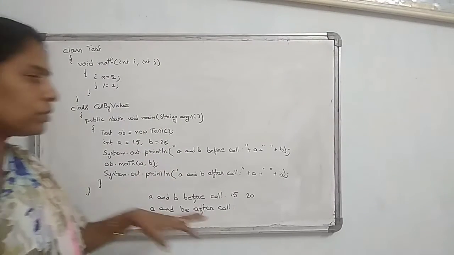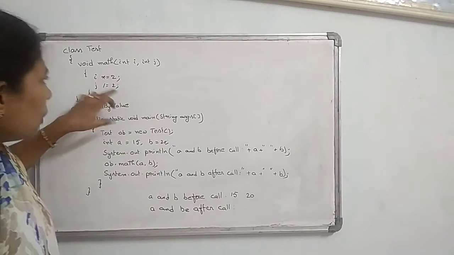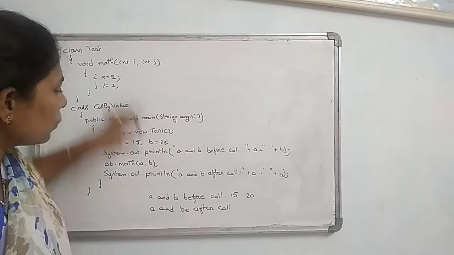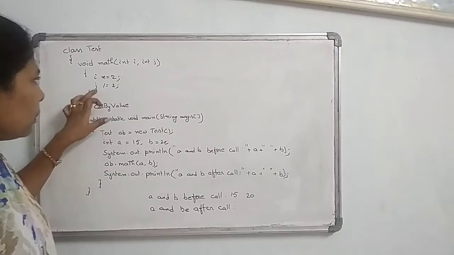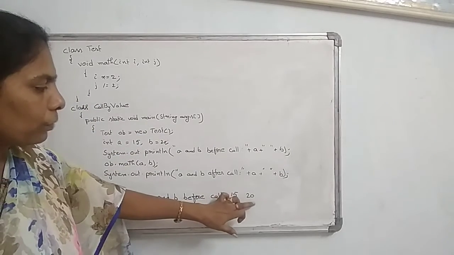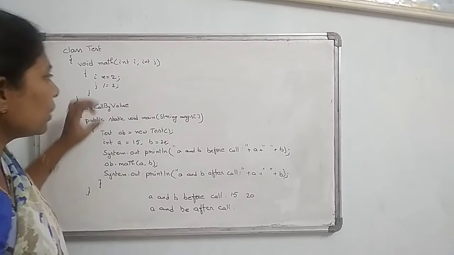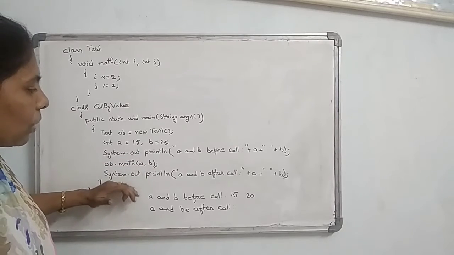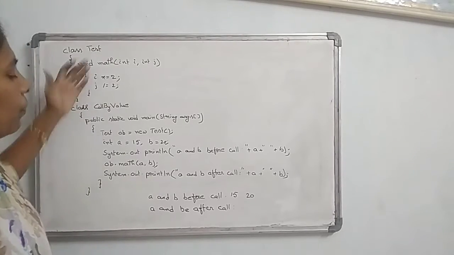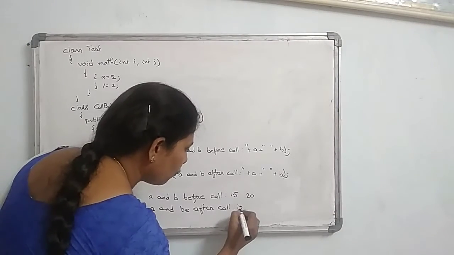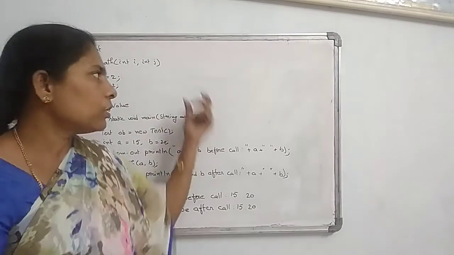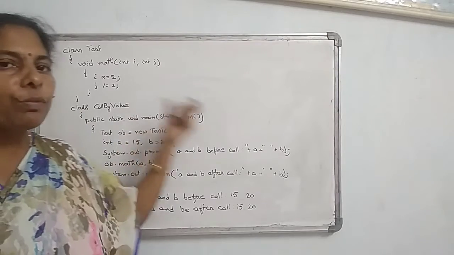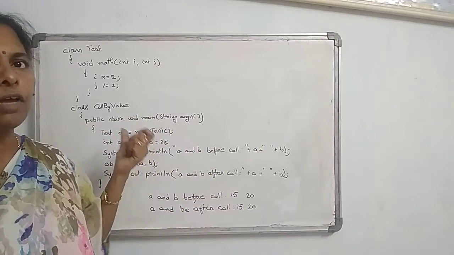The after call means in that, if i equals i star 2, that is a star 2, 15 into 2, that means 30. But j equals 20 by 2, 10. But if you are using call by value, it will not affect any of the values. So it will give you the values 15 and 20 only. It will not make any changes to these values. So this type of process is called call by value.